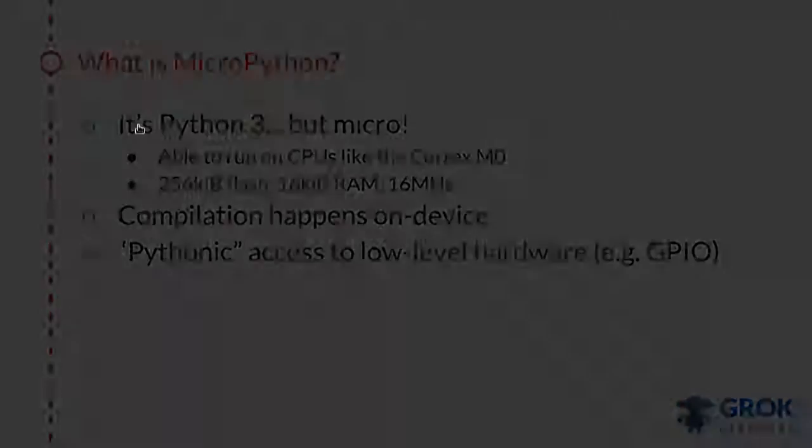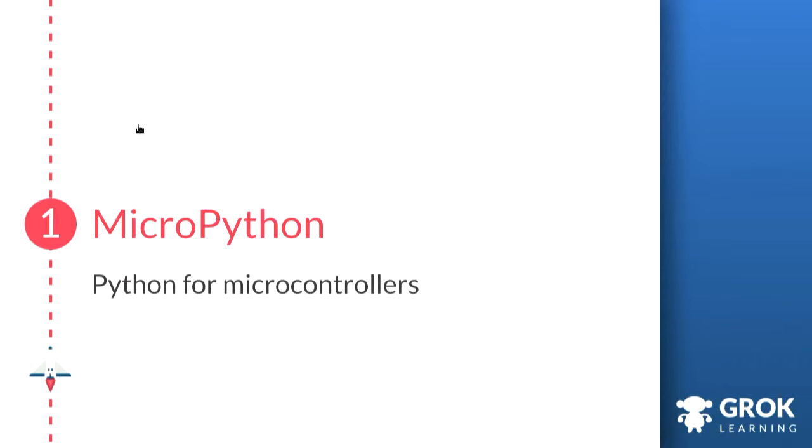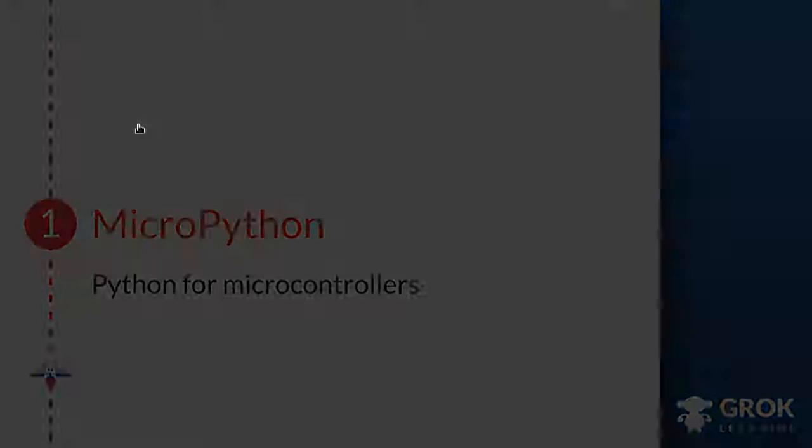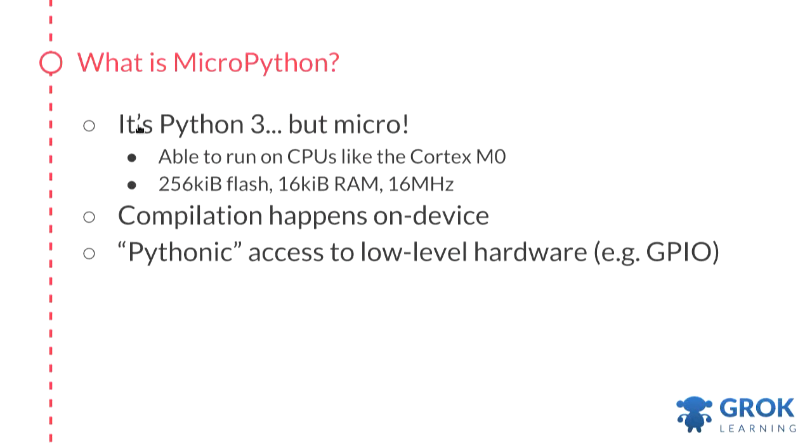So MicroPython, first of all, it's Python but micro. It runs on microcontrollers. We'll talk a little bit about what that means. What is a microcontroller? So you're probably familiar with Arduino, which runs on a microcontroller called the ATmega. MicroPython is not quite that micro, but it's just a little bit bigger than that. The Cortex M0 is a typical kind of chip that you might run MicroPython on.